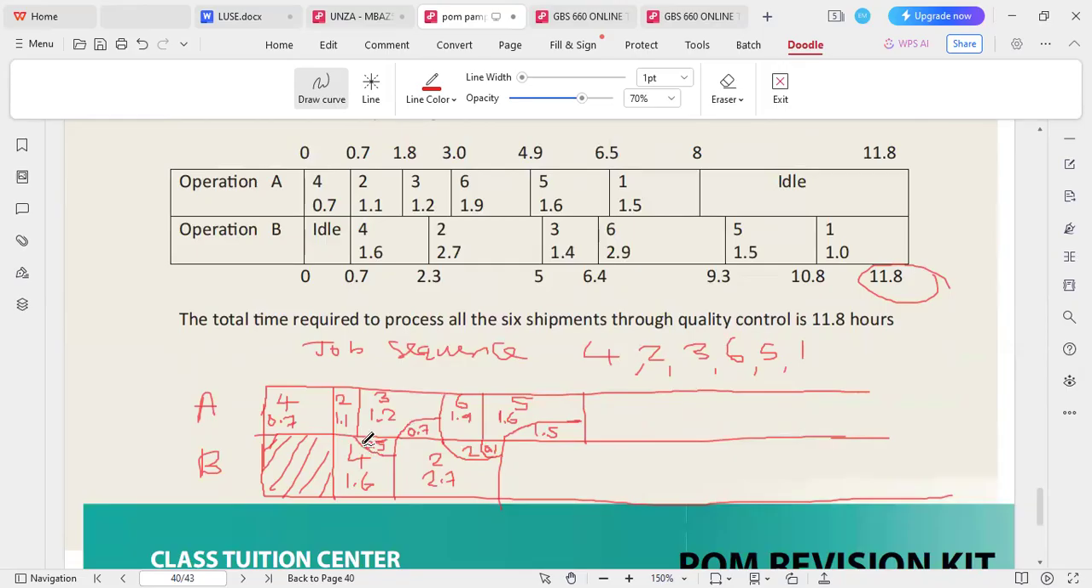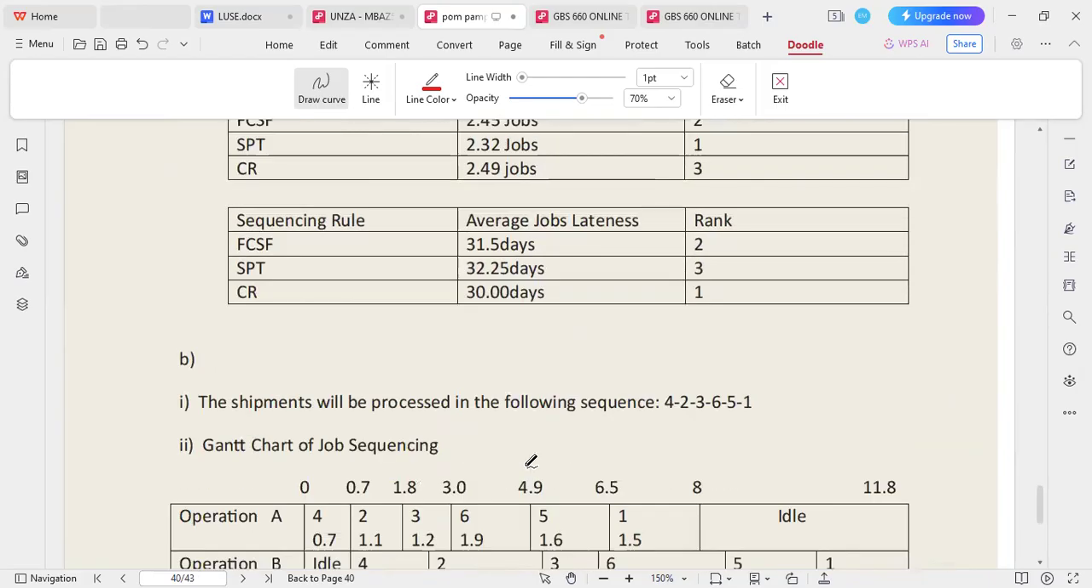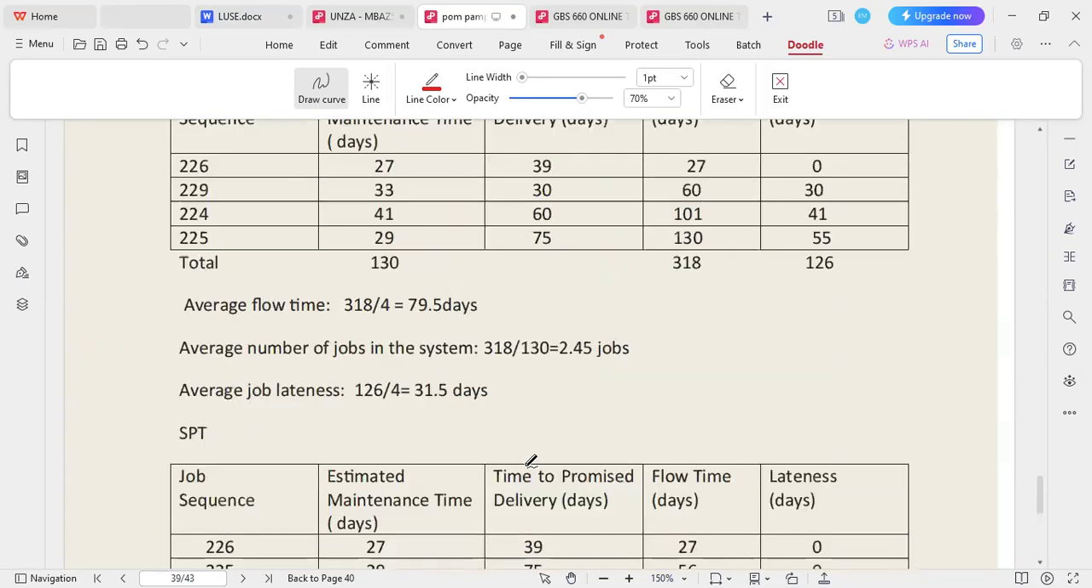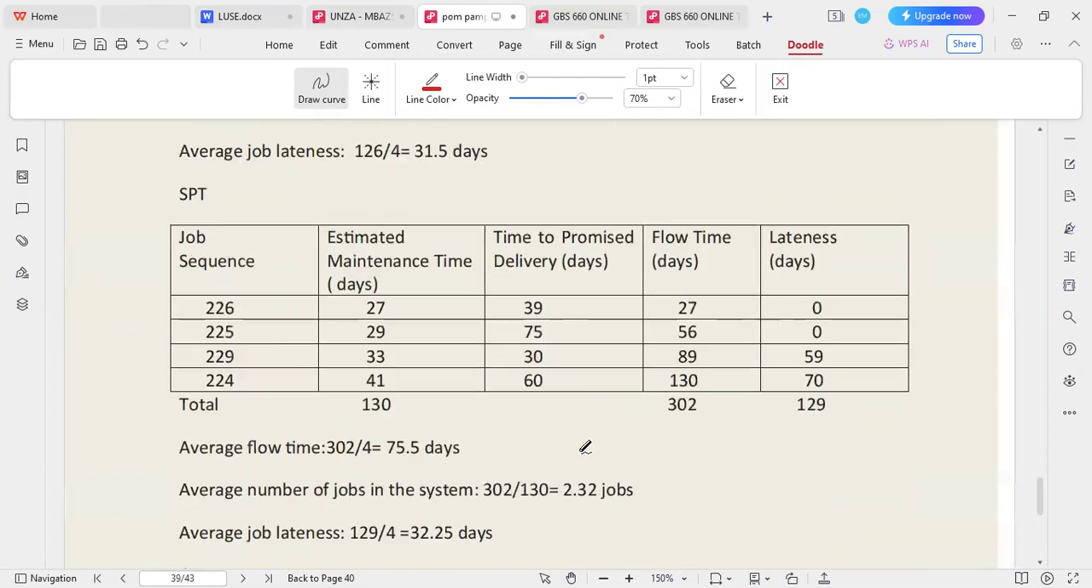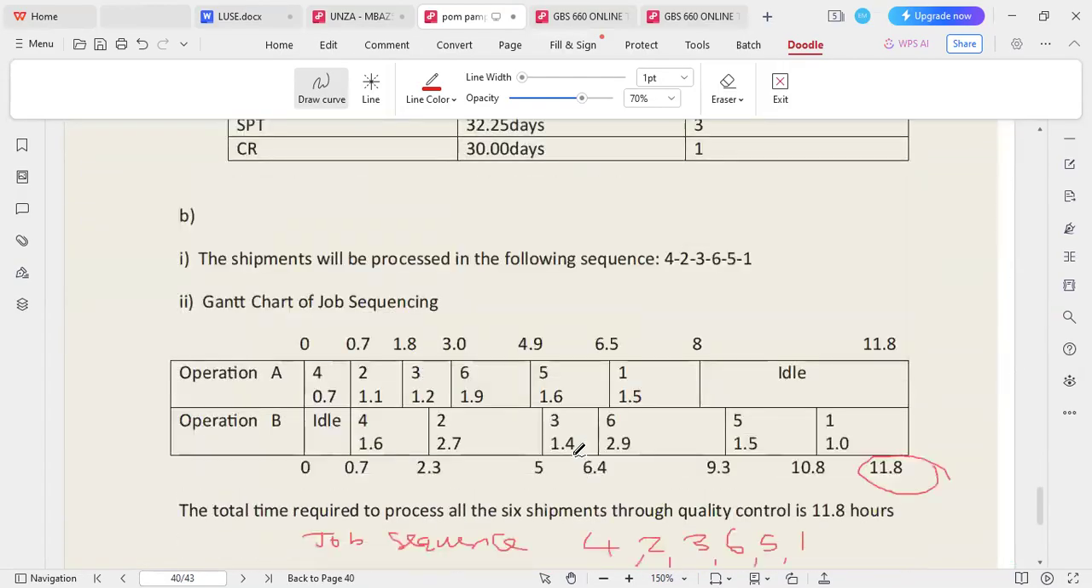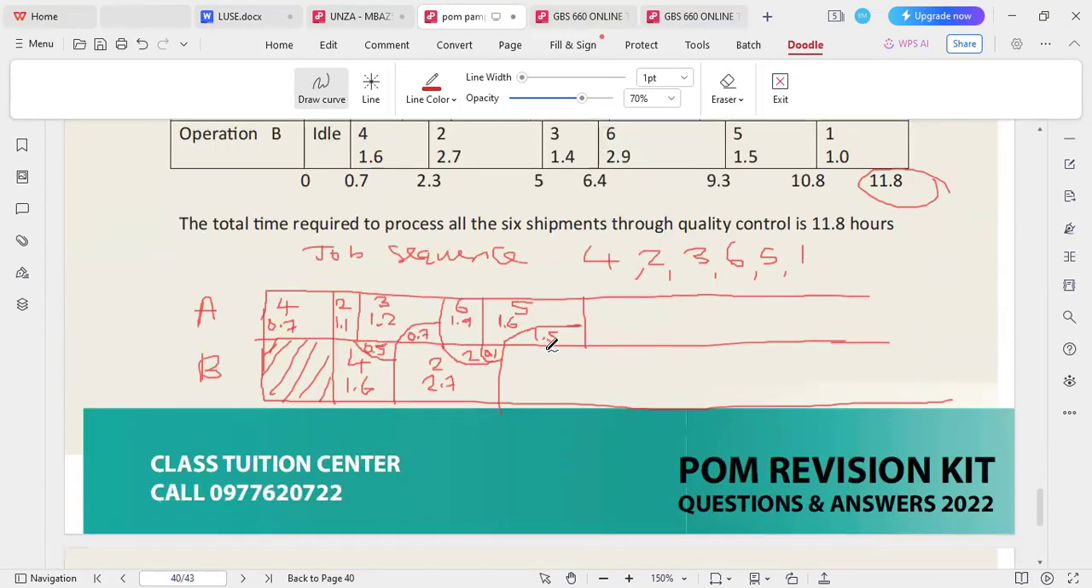Okay, here job 4 is fully complete, job 2 is fully complete. So job 3 is not yet fully complete. So job 3 in operation B is taking 1.4. So meaning that here we are going to have a 1.4. That is job 3 is 1.4. So meaning that here they still have 0.1 hours longer.